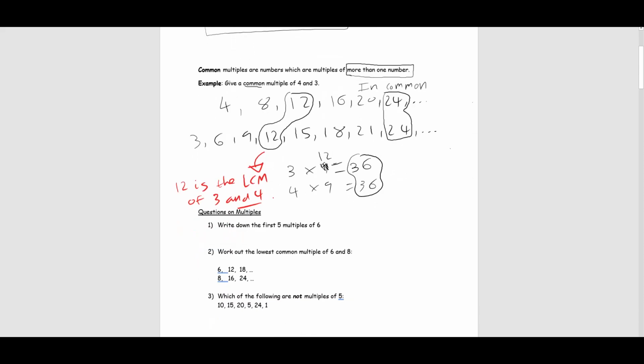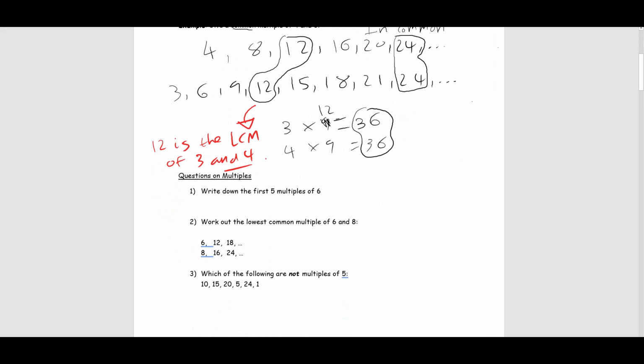We have some questions on multiples here just to get our brains in gear. We want to write down the first 5 multiples of 6. Then we want to work out the lowest common multiple of 6 and 8. And I started you off with the times tables. And then for question 3, I want you to circle which of the numbers in the list are not multiples of 5. So pause the video, have a go, and then when you're ready for the answers, please press play.